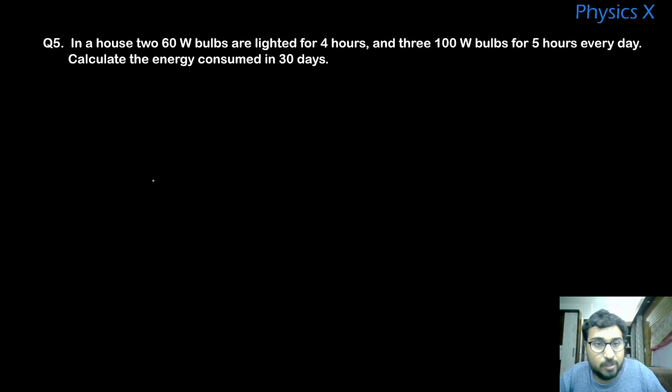Let us move to the next question. In a house, two 60-watt bulbs are lighted for 4 hours and 300-watt bulbs are lighted for 5 hours every day. Calculate the energy consumed in 30 days.